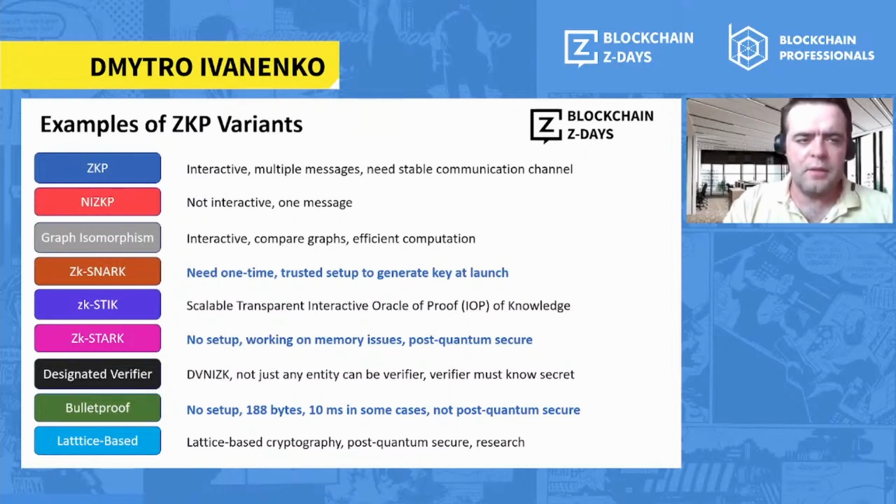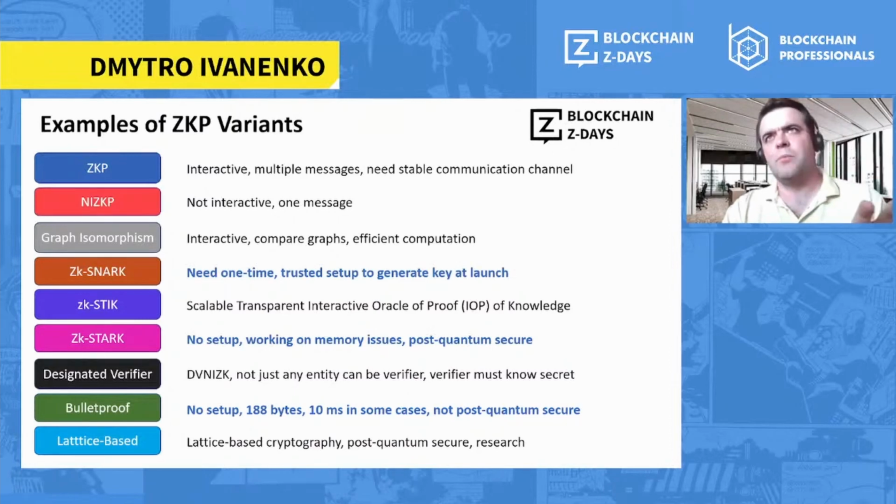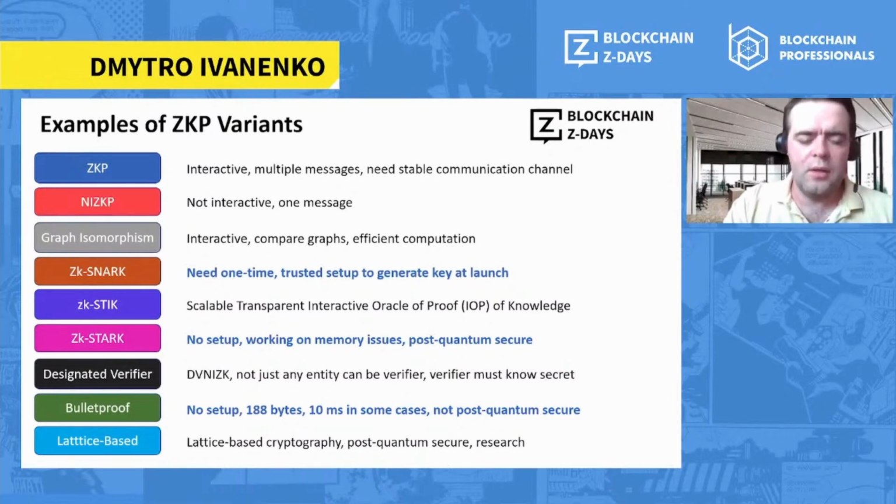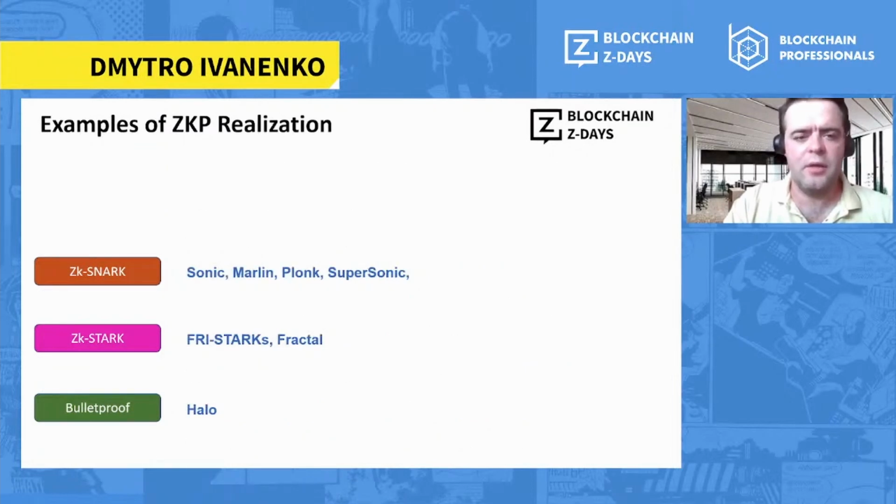As you look, these are types of zero-knowledge proof. But if you talk about variant realizations, you can see the realizations of SNARK are Sonic, Marlin, Plonk, and Supersonic; of STARK are Starks, Fractal, and others; and Bulletproof has its own. These realizations differ from each other.